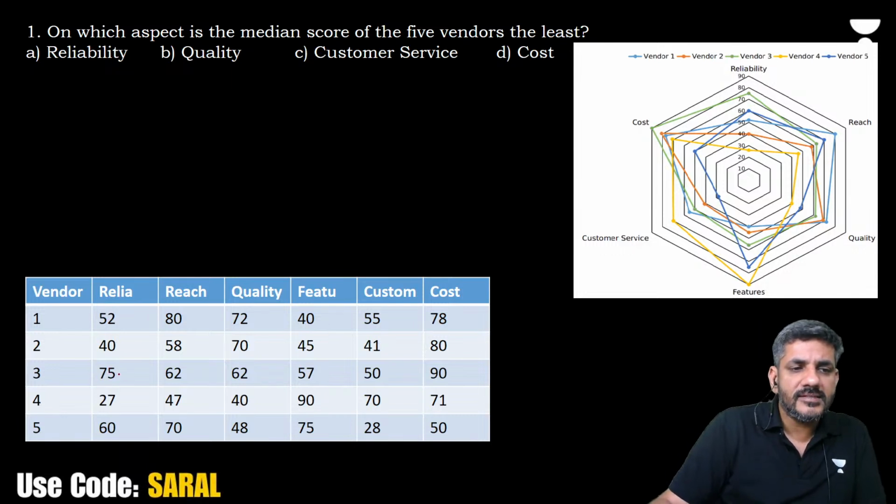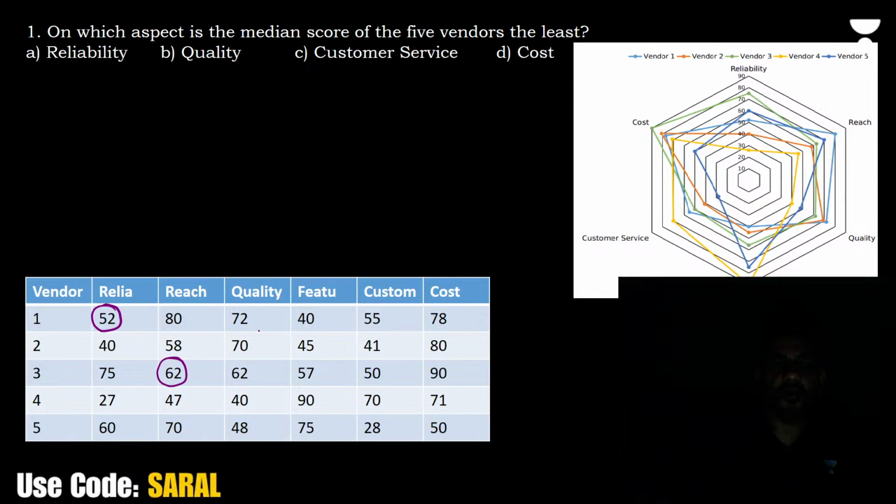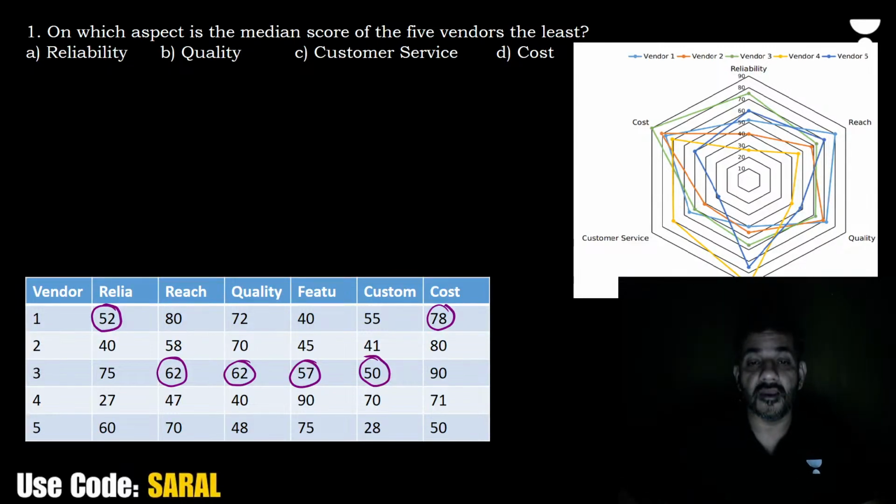On reliability, the highest is 75, second highest is 60. What is in the middle? 52. On reachability, the highest is 80, second highest is 70, and in the middle is 62. On quality, the highest is 72, the second highest is 70, and in the middle I have 62. On features, the highest is 90, the second highest is 75, in the middle I have 57. On customer service, the highest is 70, second highest is 55, in the middle I have 50. And on cost, the highest is 90, second highest is 80, and the third highest is 78, which is the median.